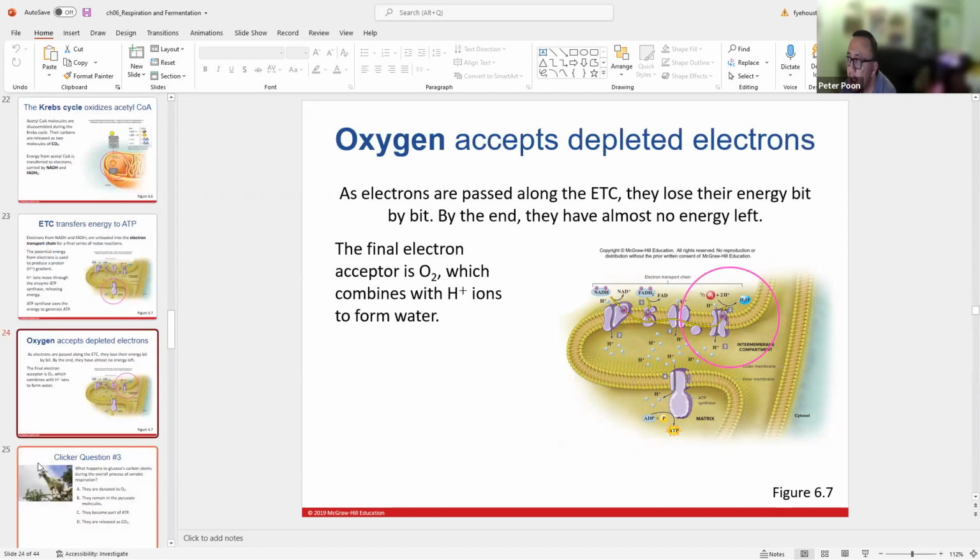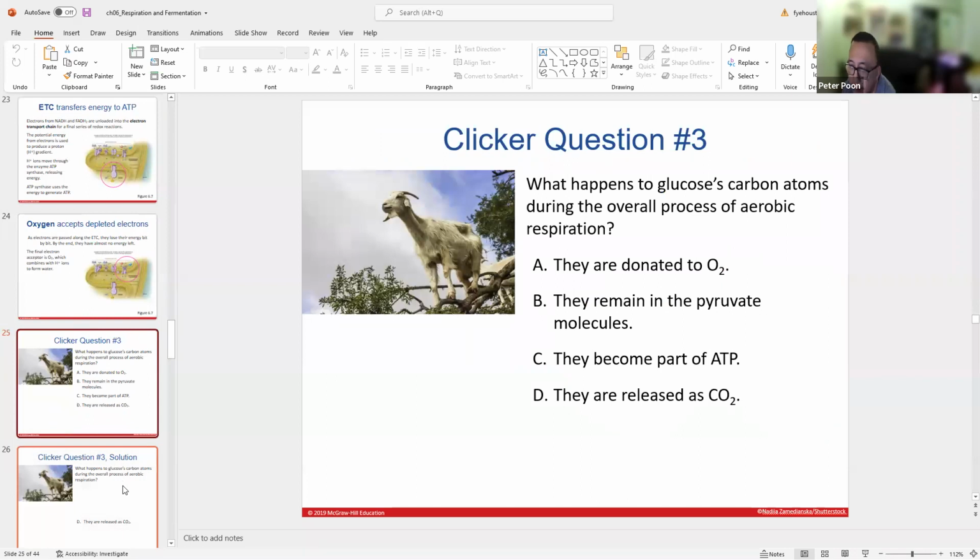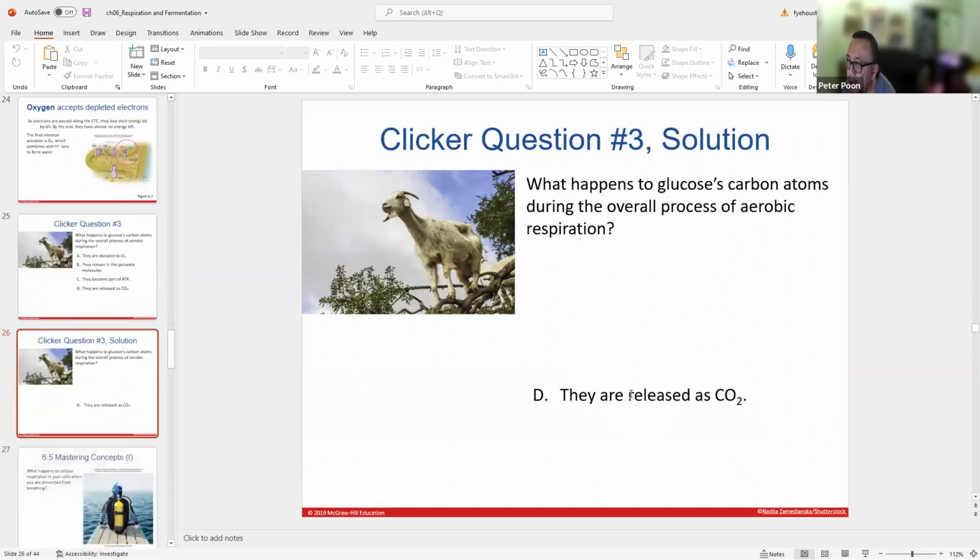Oxygen accepts the depleted electrons. So the electrons are passed along the electron transport chain, and then the final place they go is oxygen, which turns it into water. So glucose carbon atoms are all eventually released as CO2. The glucose is completely oxidized into CO2.